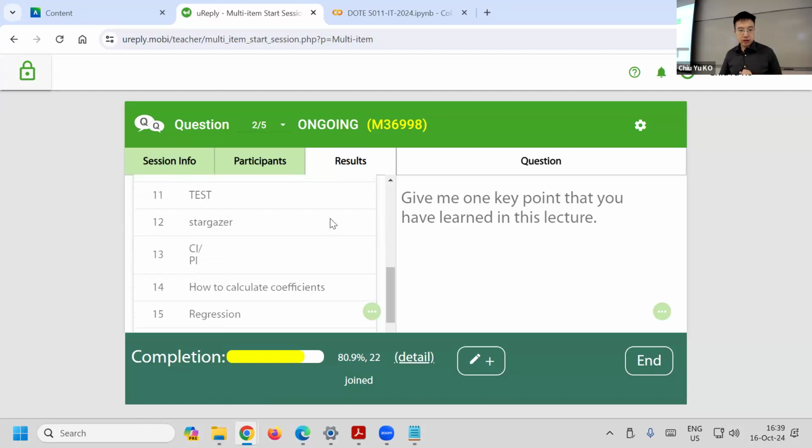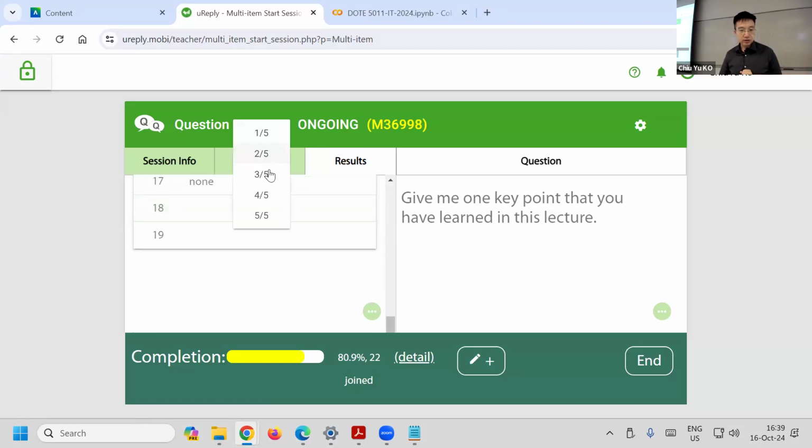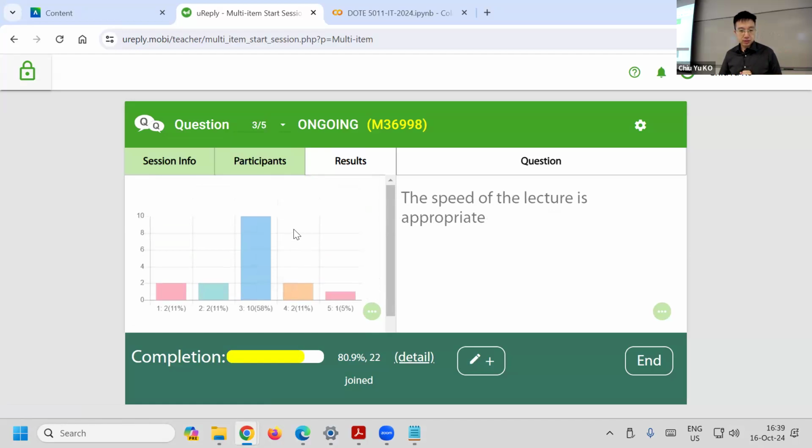Yes, robust standard error. Yeah, that's very important. Speed. Okay. I think overall is fine.